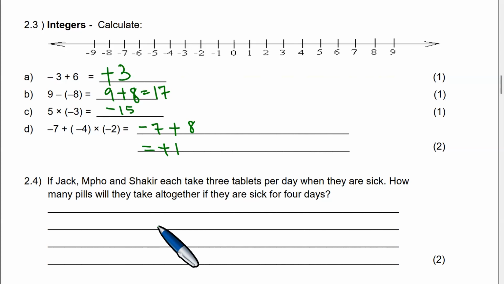How do I explain? Project. Are you able to see the question? Yes, sir. Okay. So they take 3 tablets per day. So that means you have to multiply 3 times 4 to get the answer. So what's the answer? How many people are we talking about here? Sir, 2. What is the answer? 24. Please come again.